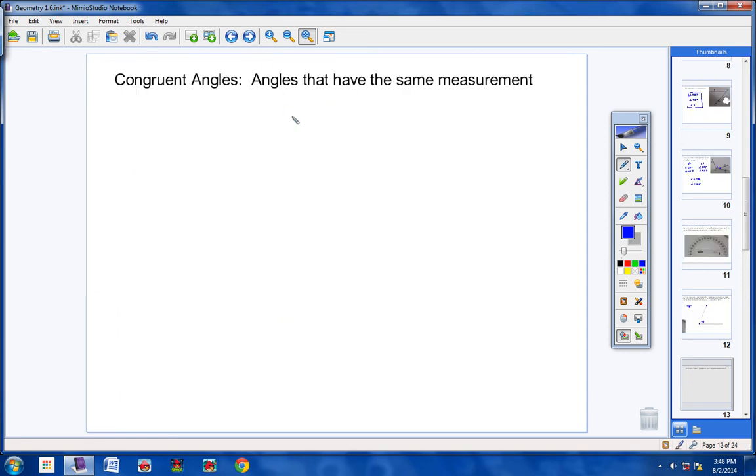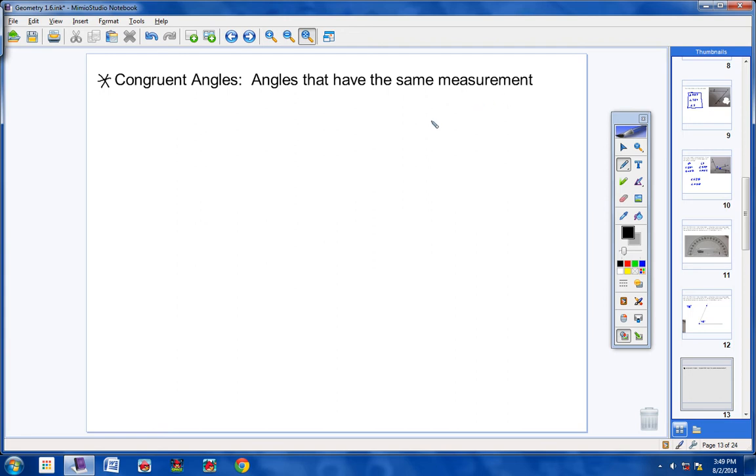I want to give you some very quick definitions you need to copy in your notes, and they are very, very important, and you're responsible for all of these on future tests and quizzes. So please copy this in your notes. Congruent angles. What are congruent angles? They're angles that have the same measure.